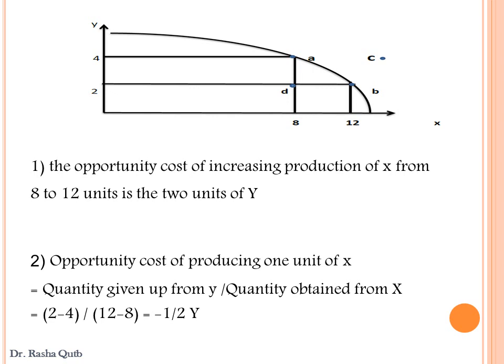While the opportunity cost of producing 1 unit of X is found by applying the following formula. It equals the quantity given up from Y over the quantity obtained from X, which is equal to half. So in order to increase X by 1 unit, we have to decrease the production of Y by half a unit.